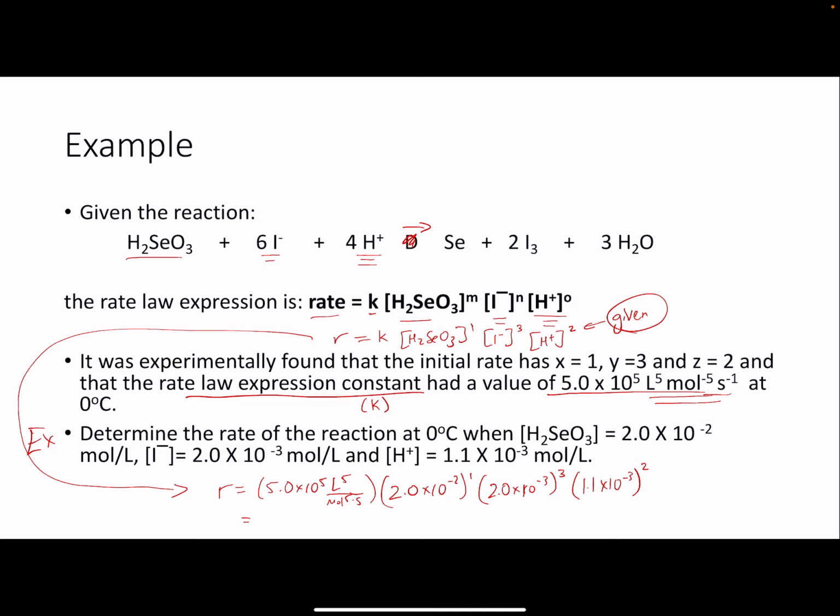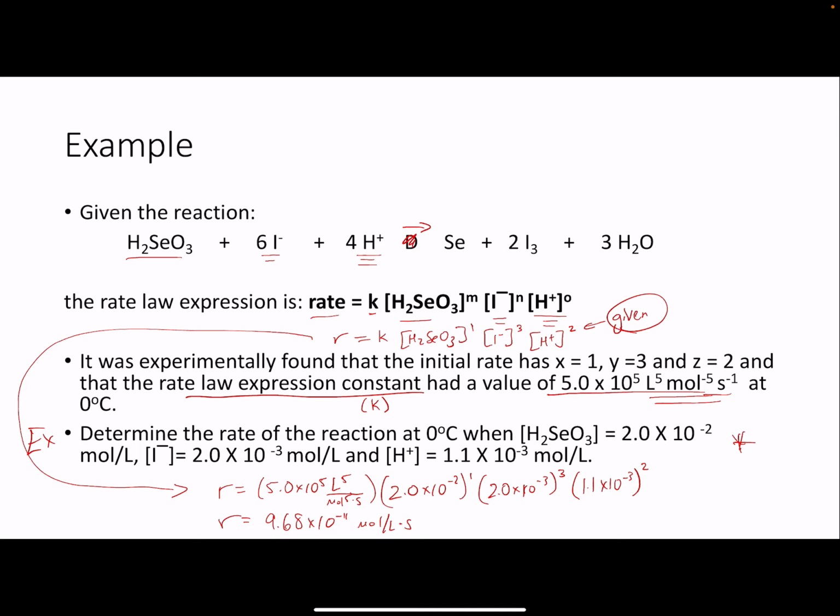So we've got 2e negative 3. Put that in brackets to the exponent of 3. Right, and I'm just going along here. We've got 1.1e negative 3 to the exponent of 2 in this case. Okay, and we get a final answer of 9.68 times 10 to the power of negative 11, and the units for rate are moles per liter per second. All right, so we're able to determine the rate at these concentrations given that relationship.